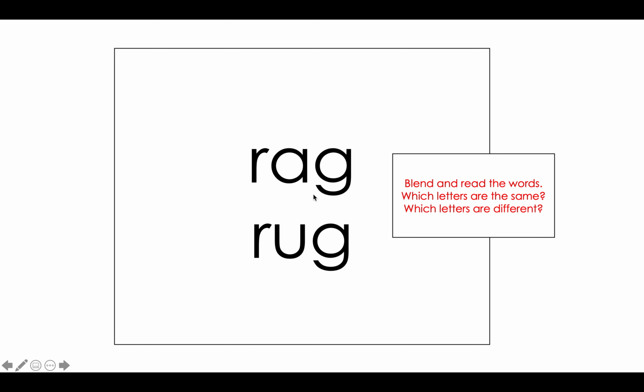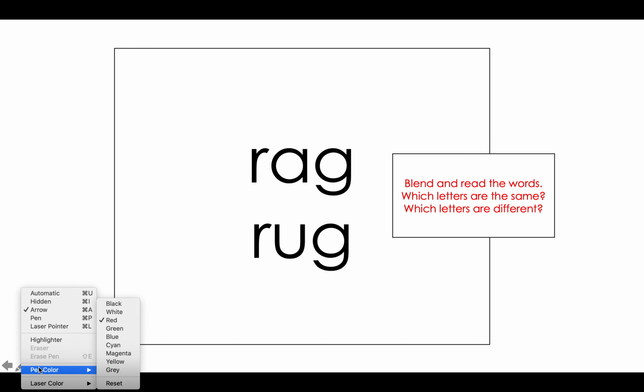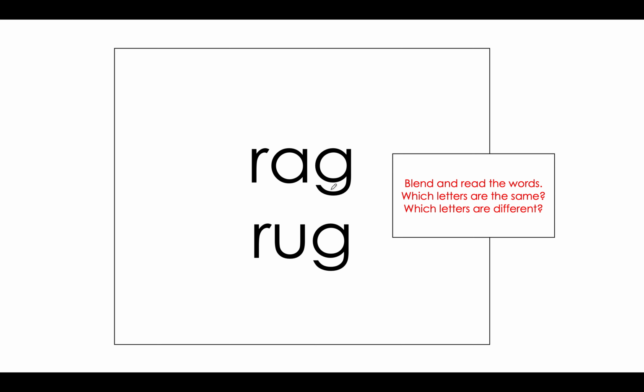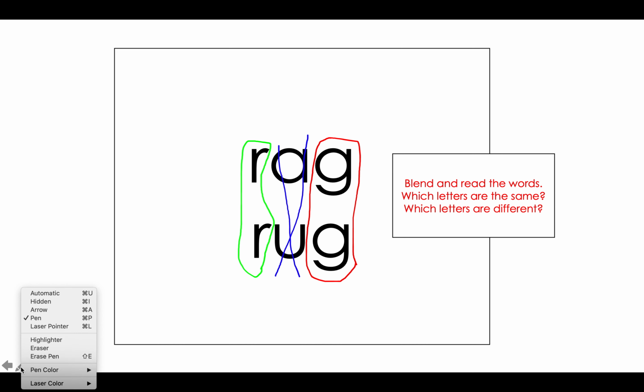Let's try another one. Read these words by yourself. Great job. Awesome. We have the word rag and the word rug. Let's look at the first sound. Is the first sound in rag and rug the same? You're right. The first sound is the same. The first sound is r. Let's look at the middle sound. Is the middle sound the same? It is not the same. Great work. And the last sound. Is the last sound in rag and the last sound in rug the same? It is the same. The last sound is g.